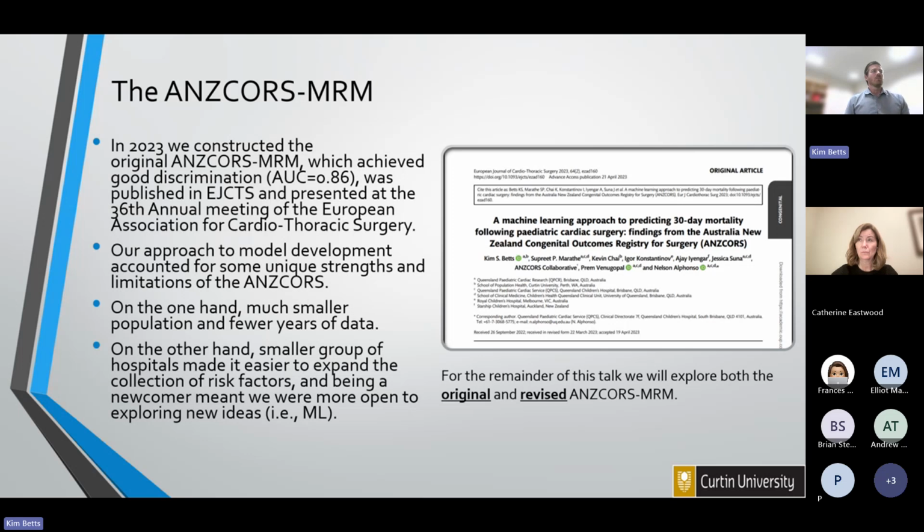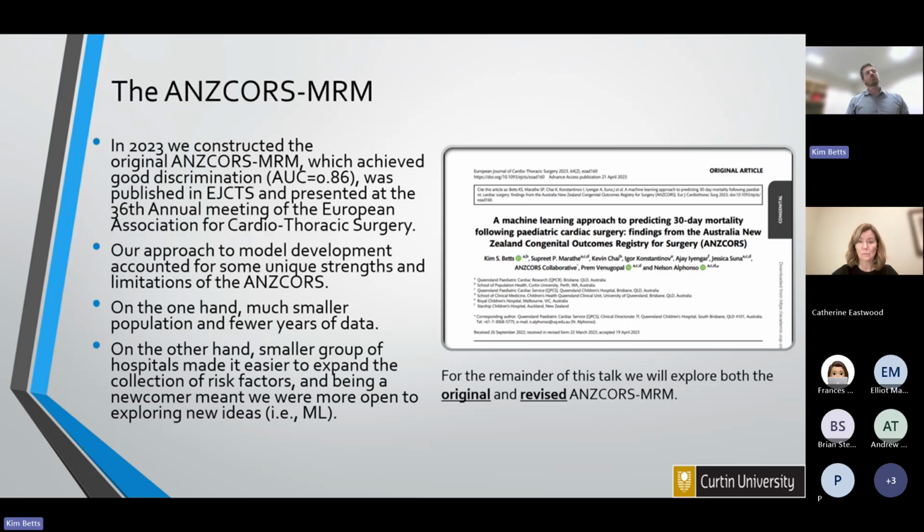Our approach to model development accounted for some unique strengths and limitations of the ANZCORS. So on the one hand, we have a much smaller population. We only have 5 hospitals undertaking these surgeries, and we also have fewer years of data. The other data registries begin long before 2013.